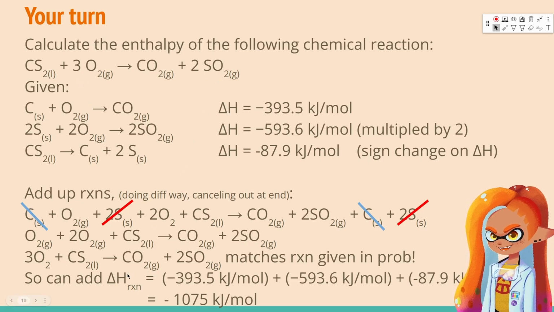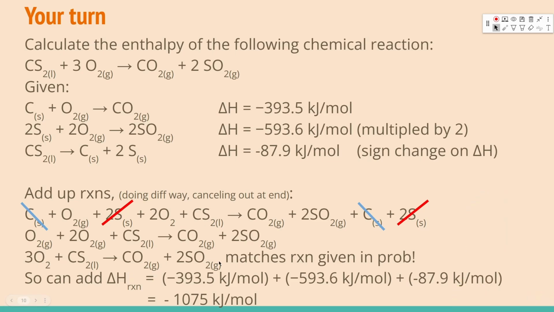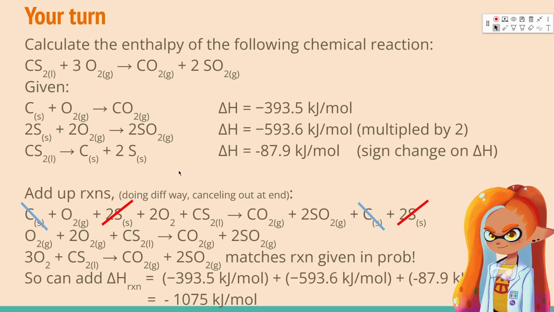Fantastic. And so I can just go ahead and add up all those delta H's. And so you can see here, I got the different delta H's from the 3 steps here, here, and here. Add those up, and then I get a negative delta H reaction. And so that means it's exothermic.